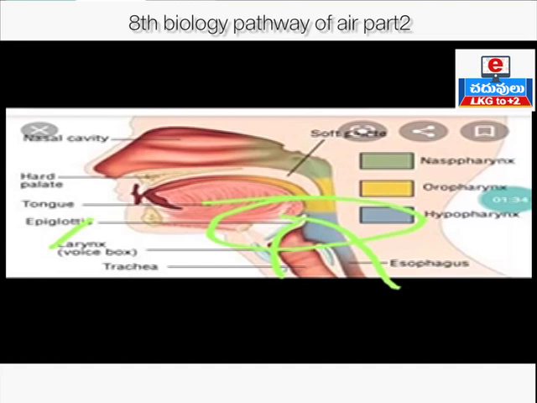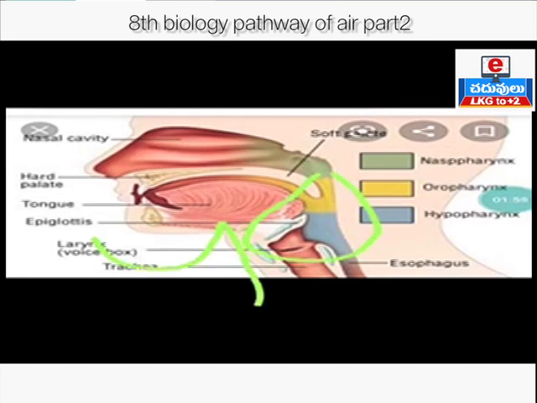So let's see. First, where is the epiglottis located in your body? The epiglottis is located in the pharynx chamber. The pharynx is a funnel-shaped structure.